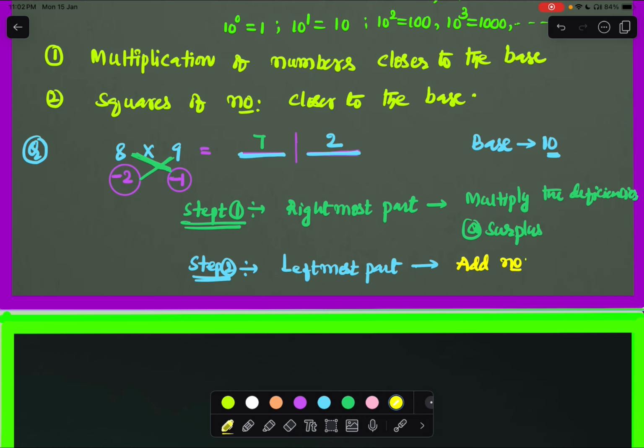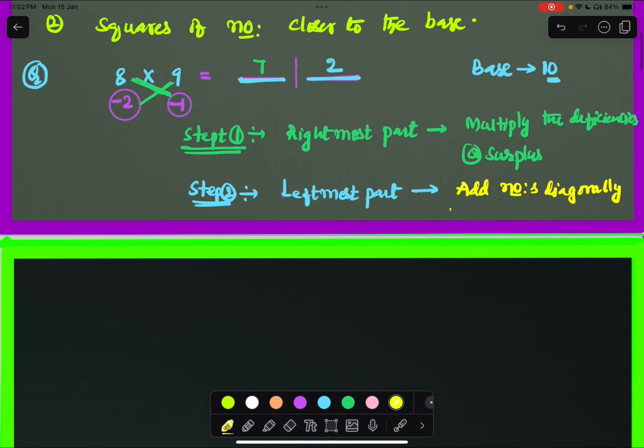Add numbers diagonally, right? Crossly, not the upper part. So adding numbers diagonally will give the leftmost part. Otherwise, we can write it as your base value plus deficiency 1 plus deficiency 2, which will also give the leftmost part of your number. Is that clear? Either way we can do it, right? We can add them diagonally.